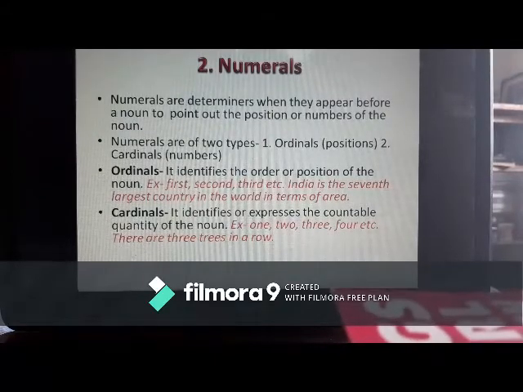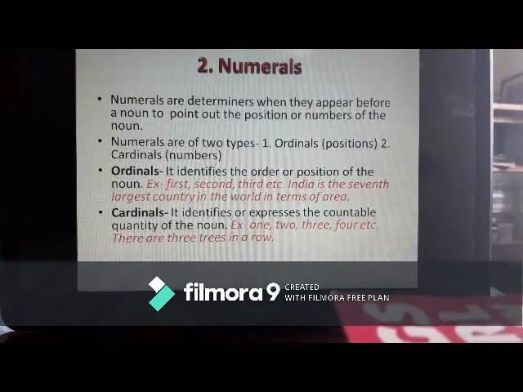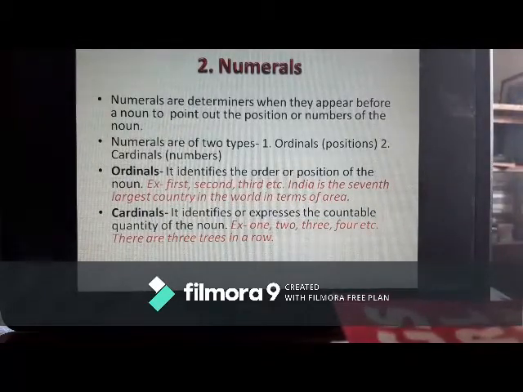Then comes the cardinal. It identifies or expresses the countable quantity of the noun, okay. So it tells you about the countable quantity. For example, 1, 2, 3, 4. For example, there are three trees in a row. So these are the numeral determiners. I hope there is no difficulty in it, okay.